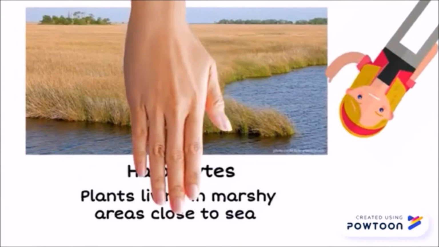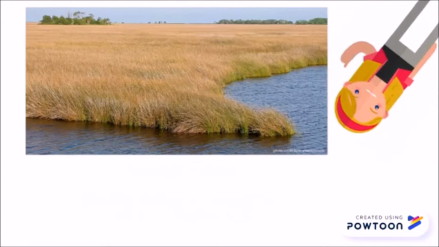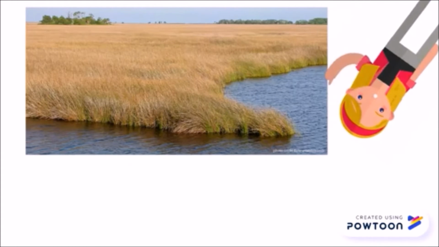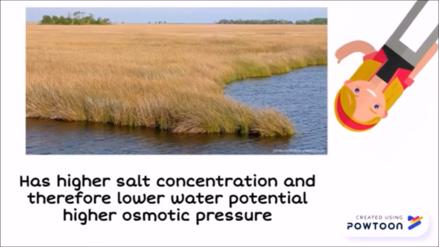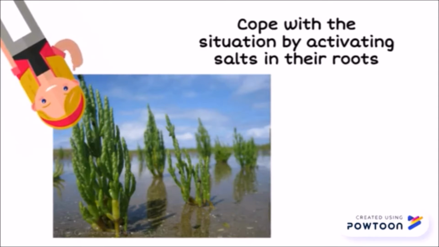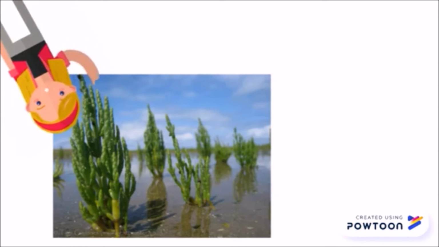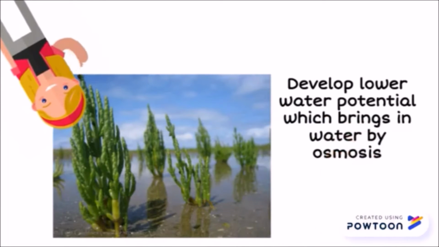Halophytes are plants living in marshy areas close to the sea. They have to absorb water from soil which has a higher salt concentration and therefore lower water potential, higher osmotic pressure. Halophytes cope with the situation by accumulating salt in their roots. As a consequence, the cells in the roots develop lower water potential, which brings in water by osmosis.